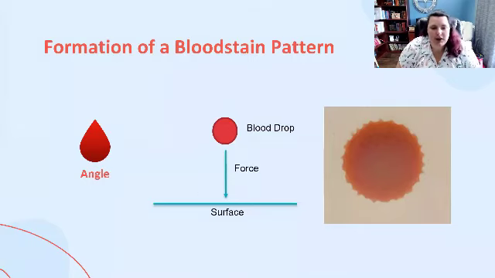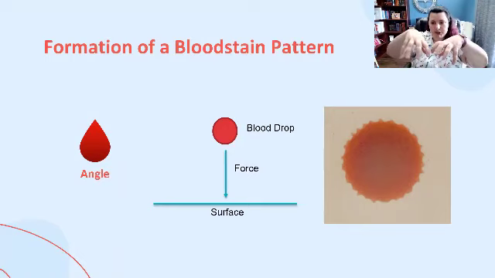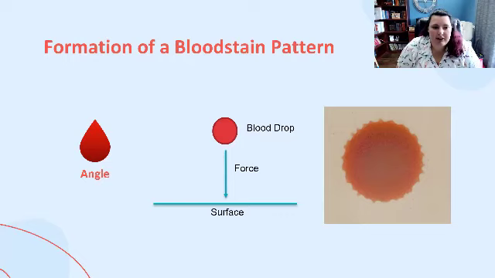Finally, the angle of force will also create distinct shapes in the bloodstain. If the blood drop is dropped onto a surface at a 90-degree angle, so it's perpendicular, the bloodstain will be circular because the force will spread the stain evenly in all directions. If, however, the bloodstain hits the surface at an angle, then the resulting bloodstain will be elliptical. The smaller the angle between the force and the surface, the longer and thinner the bloodstain will be.